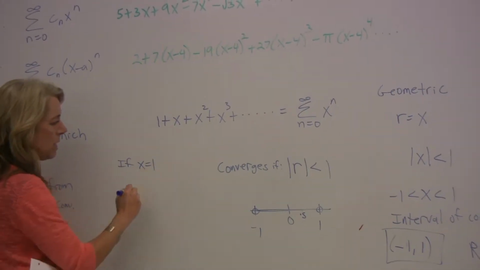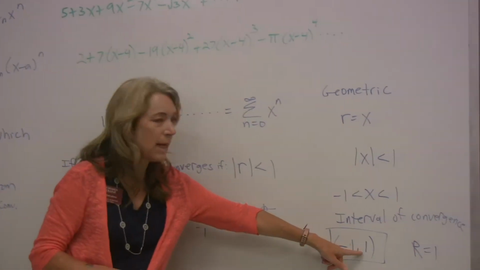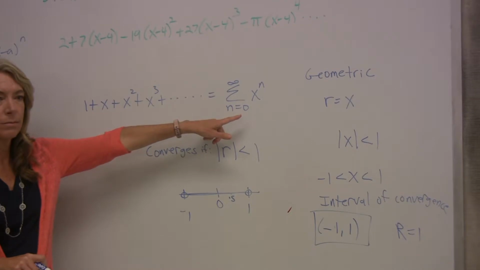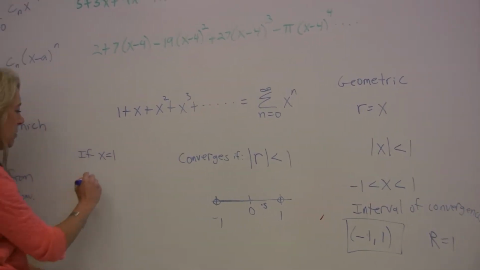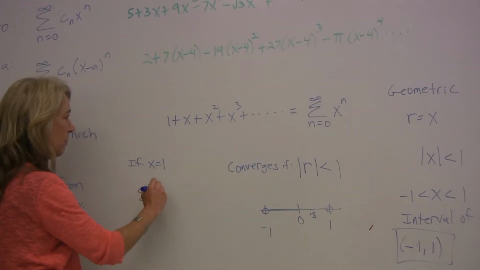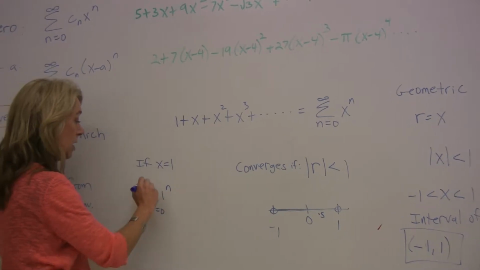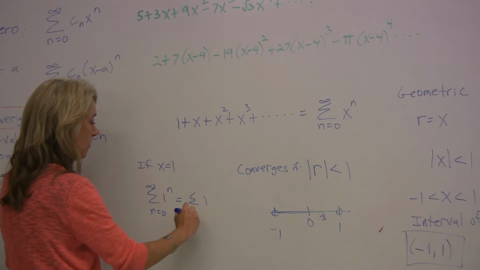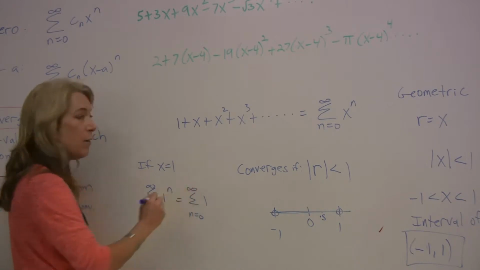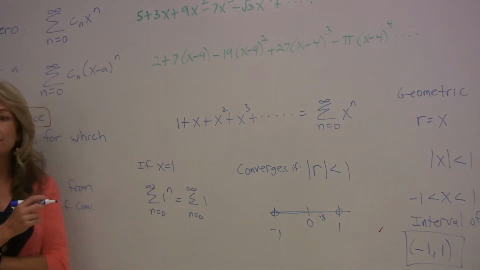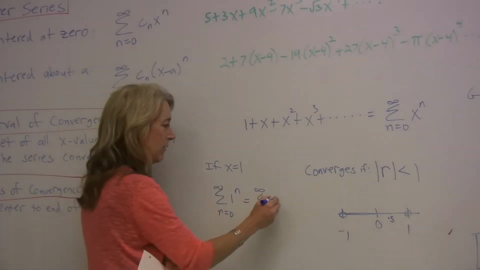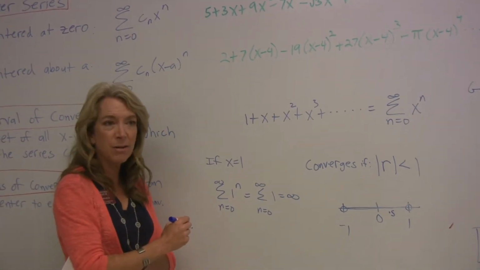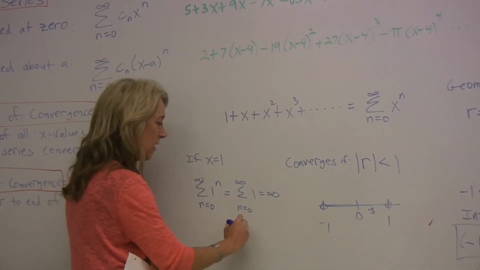If x equals 1, so I'm just choosing this right-hand endpoint, and I plug it into here. What does my series look like if x equals 1? The sum of 1 to the n, right? Plug it into my series. That's just 1. What do you get if you add 1 forever? That's equal to infinity, right? So does it converge if x equals 1? No, it diverges if x equals 1.